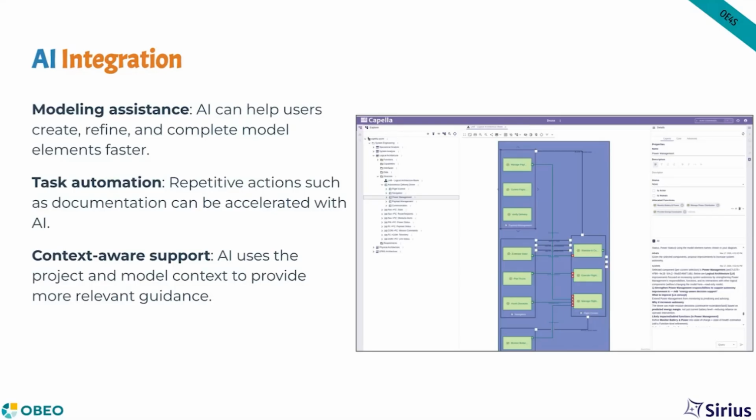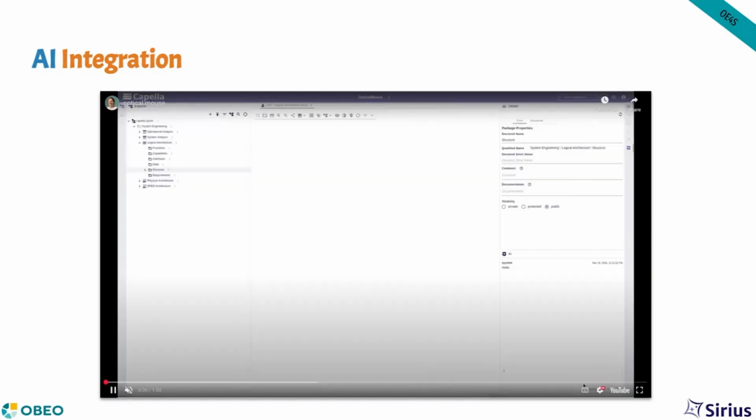Another direction we're exploring in Obeo Enterprise for Sirius is AI integration. AI can help users create, refine, and complete model elements more efficiently. It can also accelerate repetitive tasks such as documentation and provide more relevant guidance by using the project and model context. So here again, the objective is not to replace modeling, but to make the platform more helpful and more productive for users.